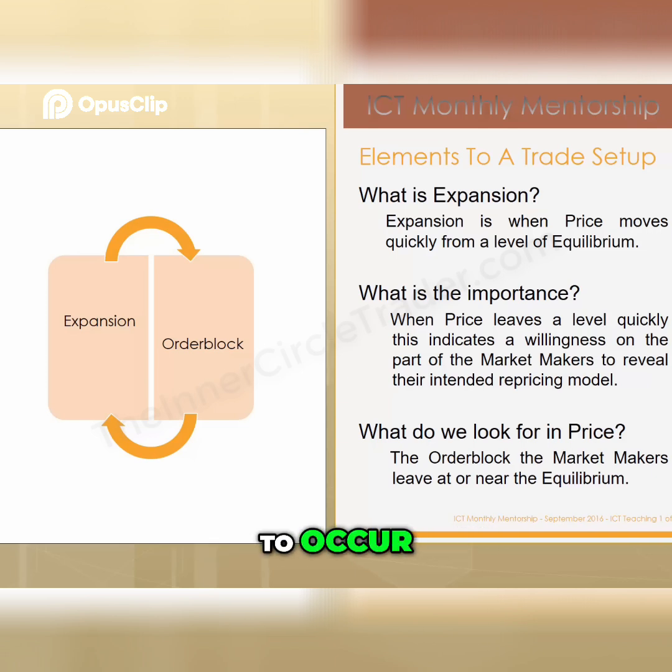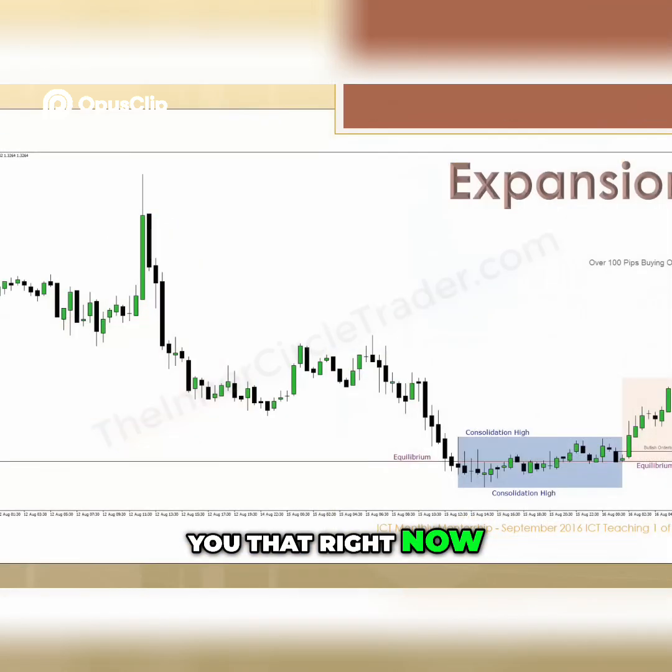Where's that going to occur? Well, what do we look for in price? The order block that the market makers leave near or at the equilibrium price point. So I know what you're thinking. Okay, Michael, this is already going over my head. Give me some examples. No problem. I'm going to show you that right now.